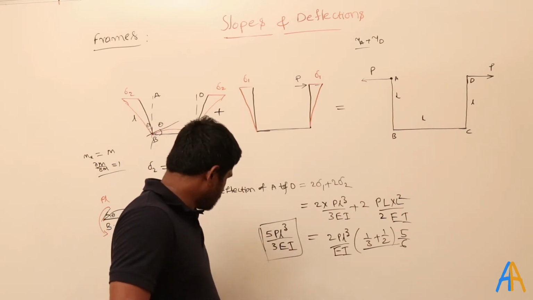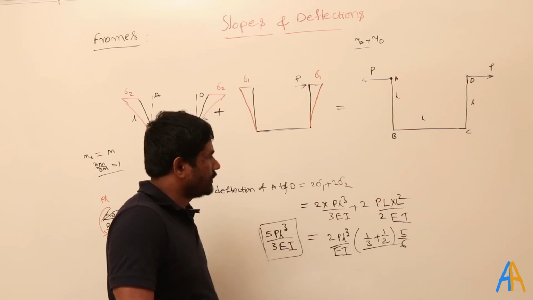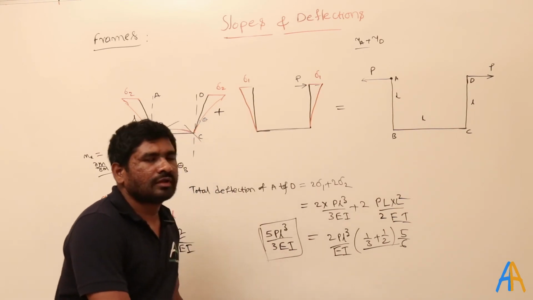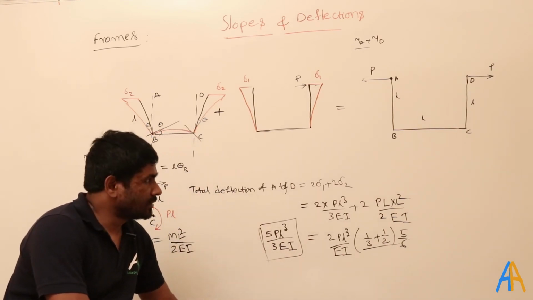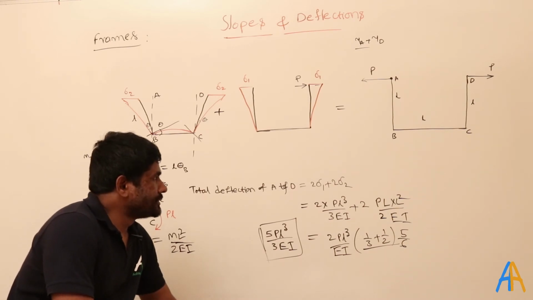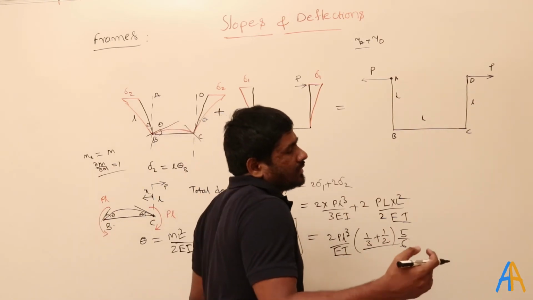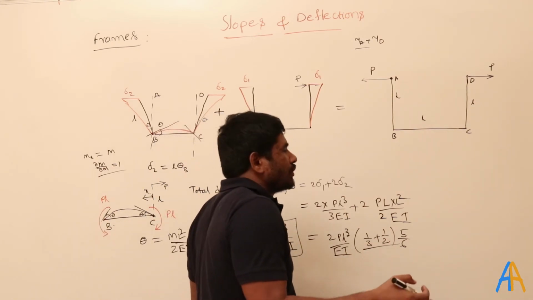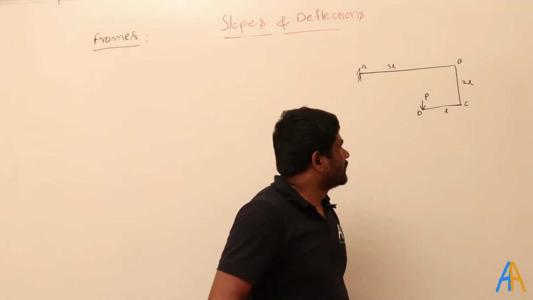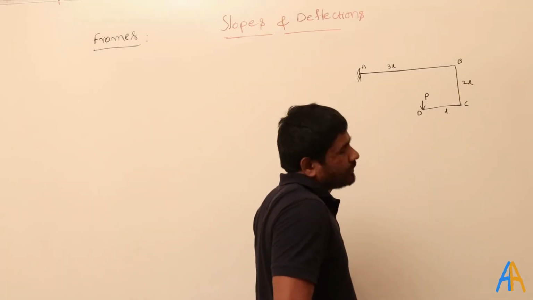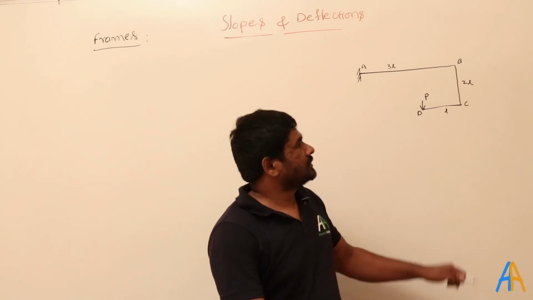And in the examination, if you don't know how to find this one, then we can go for the strain energy or Castigliano method. Okay, so another common type of frame that has been asked in the examination is this.